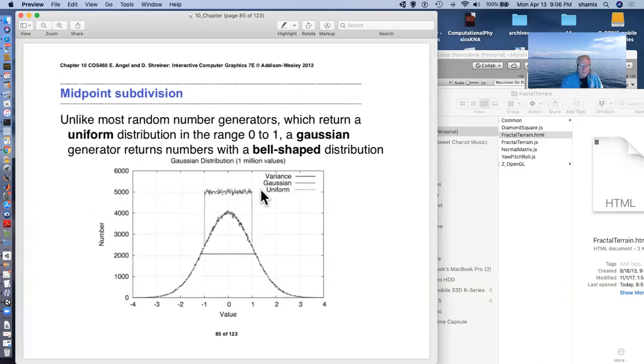Now, you're probably familiar with random number generators that generate numbers in a range from 0 to 1, here scaled so that they go from -1 to +1. But a Gaussian generator returns numbers in a bell-shaped curve, a bell-shaped distribution. So a Gaussian random number generator is going to generate numbers out here, but less frequently than it's going to generate numbers up here.